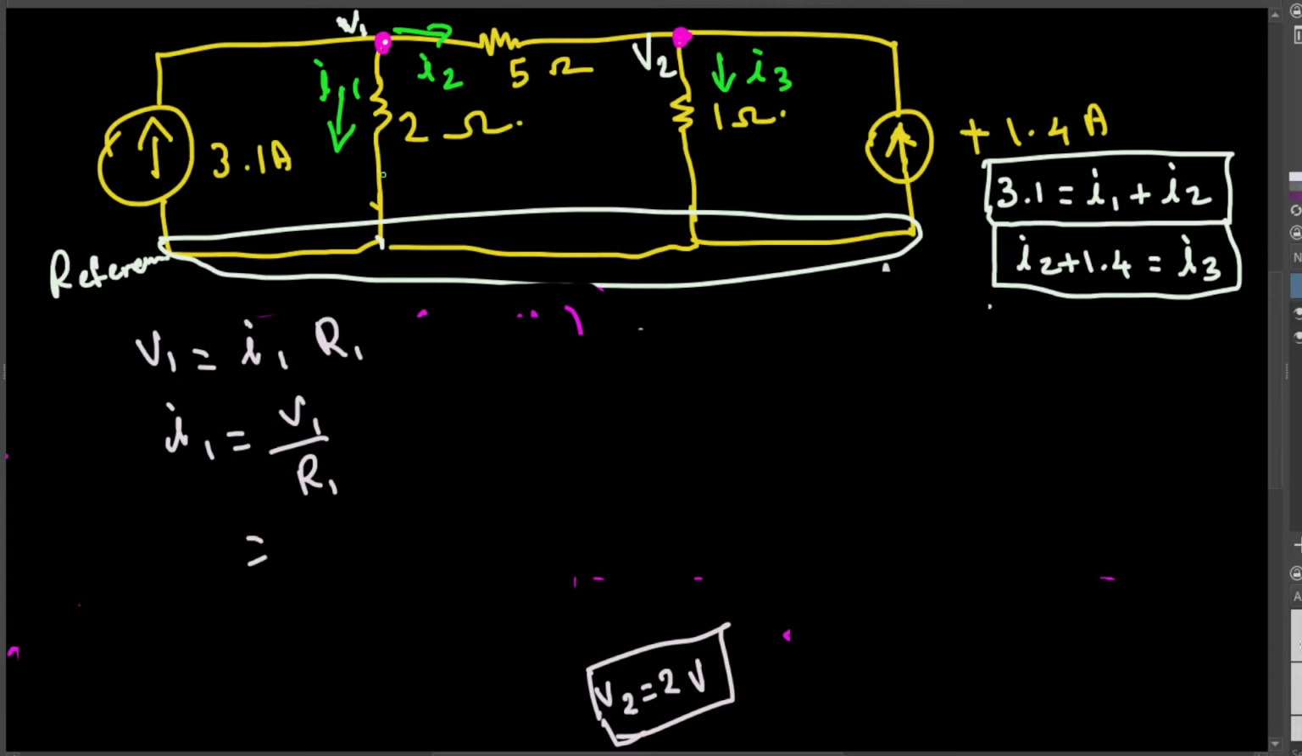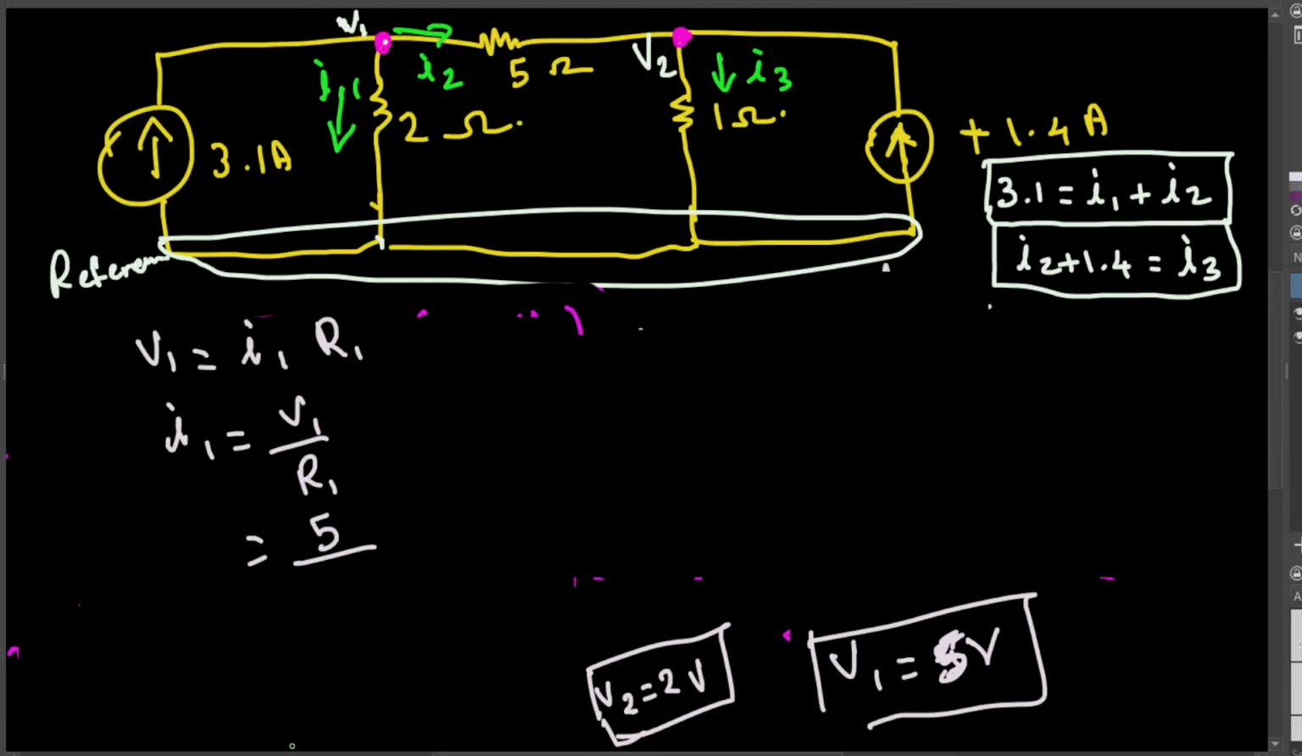And V1 we found out, where's that? It was 4 voltage. Okay, I erased it. 4 voltage, actually 5 voltage. So we have V1, 5, divided by the resistance across this, that's 2 ohm resistance, and we are going to get 2.5 ampere for the I1.